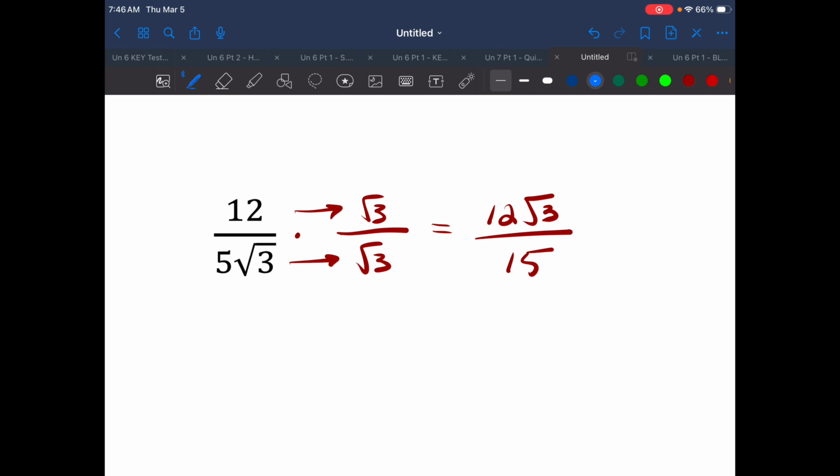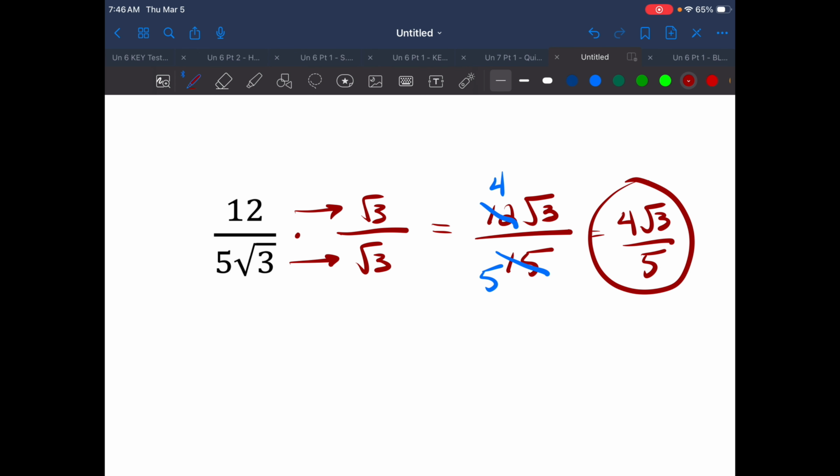Now, 15 doesn't divide a whole number of times into 12. So what I'm going to ask myself is, can I reduce 12 fifteenths? And they're both divisible by 3. So 12 divided by 3 leaves me 4. 15 divided by 3 leaves me 5. And now I'm just going to clean this up and simplify. I'm left with 4 radical 3 in the numerator and 5 in the denominator. We have rationalized the denominator and simplified our fraction.